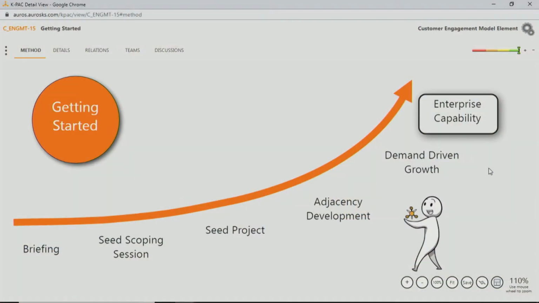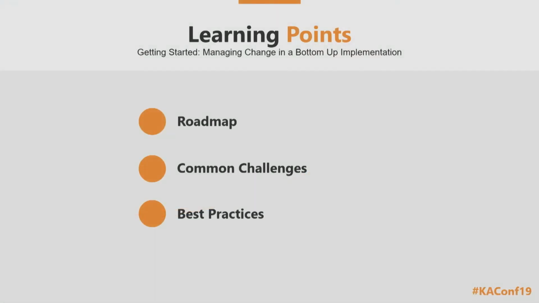So I think that's everything from here. We went over the roadmap, talked about some common challenges, some of the best practices for how to mitigate those challenges, and hopefully we can show that these kinds of things are possible. We have a lot of organizations here right now that have accomplished these kinds of things. The enterprise capability, depending on the size of your organization, doesn't happen overnight, but we have proof that it can happen, it can grow in organizations.